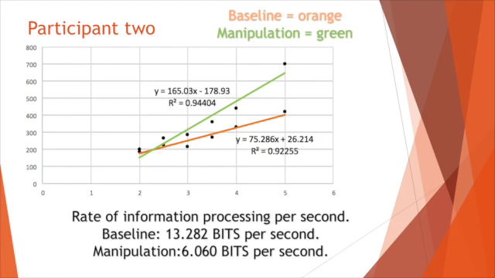For the manipulation, the slope is 165.03 and the intercept is negative 178.93. When considering the regression equation for the manipulation, y equals 165.03x minus 178.93, and the R2 value tells us the model explains 94.4% of the variability of responses around the mean. When looking at the rate of information processing for the manipulation, 6.060 bits of information is processed in 1 second.